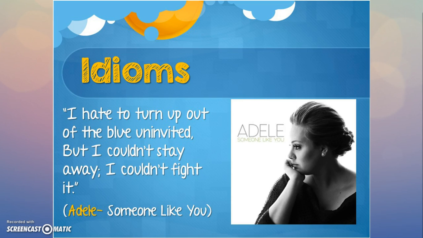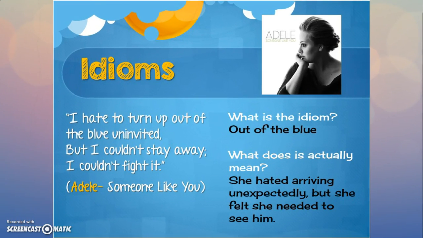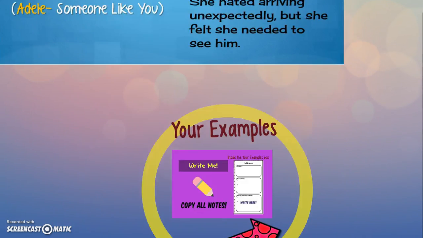Okay, so the idiom in that one is actually out of the blue. We're not blue. We're not coming through blue curtains or anything like that. It just really means that she had to arrive unexpectedly. When it's out of the blue, you don't expect it. So I hate to turn up out of the blue, uninvited, but... Alright, so I sang to you like 3 or 4 times. I think that deserves me going over my 10 minutes. I love you. So that's another example of idioms.